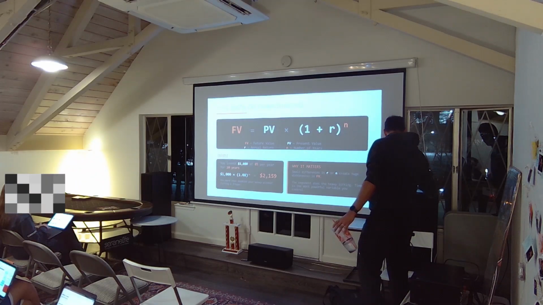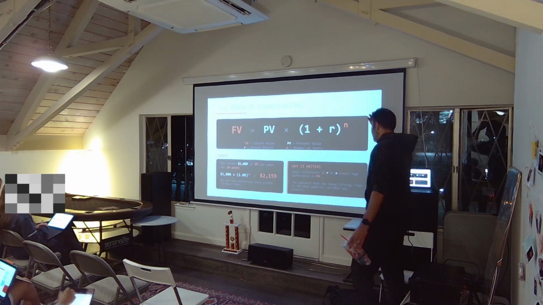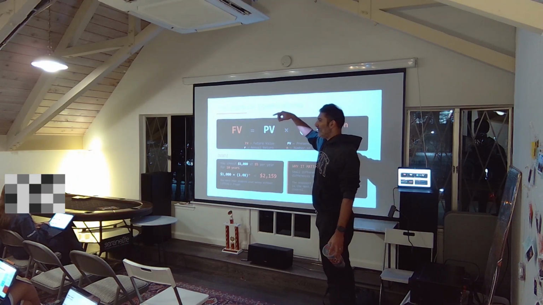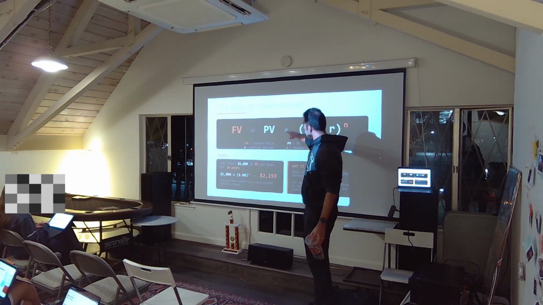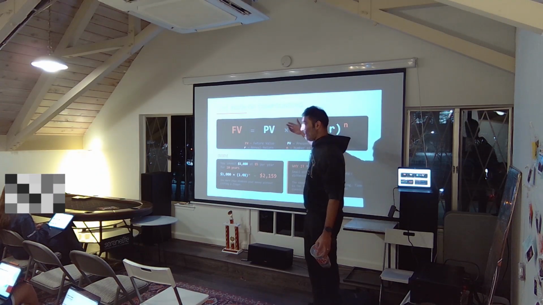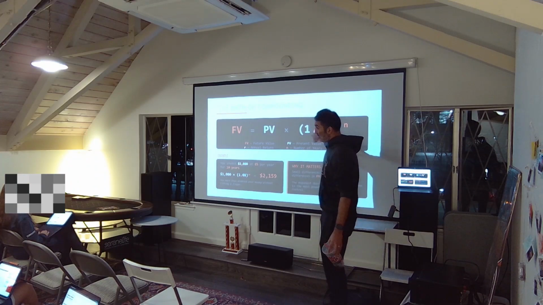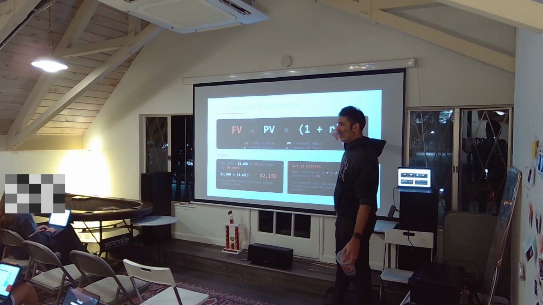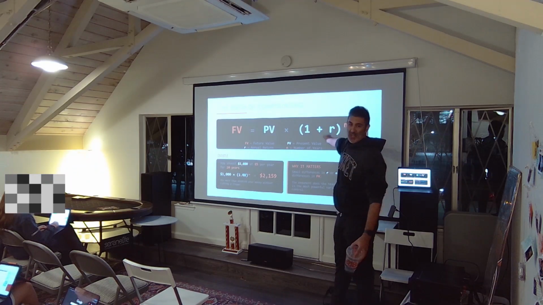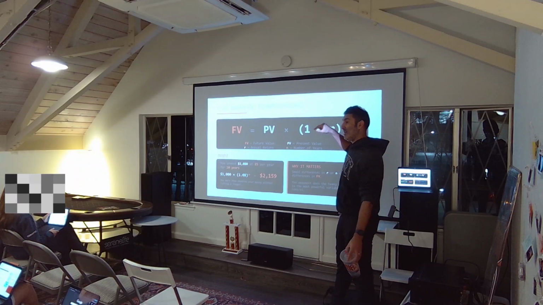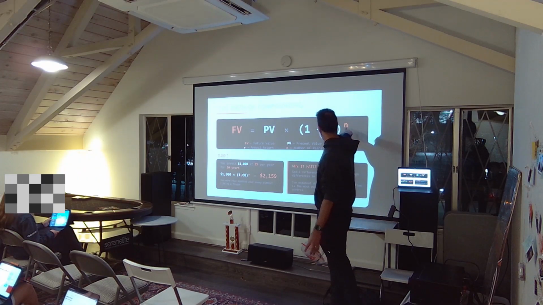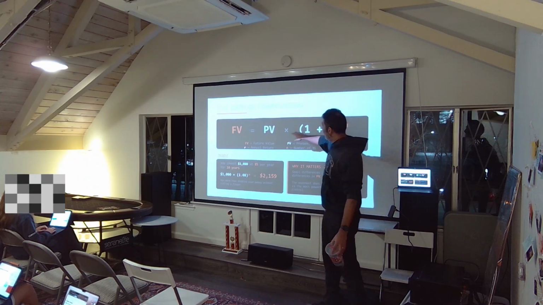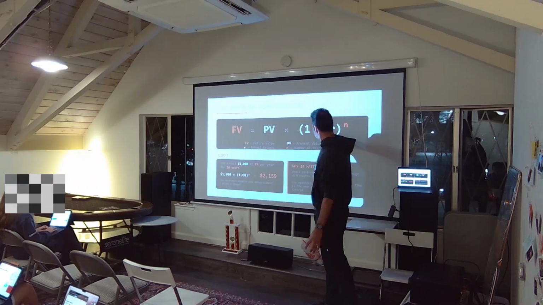So if you've got $100, the way we did it is we took $100 and multiplied by 1 plus R. In this case, what was R in the example I just gave? The percentage, right? It's 10, but in this formula it's going to be 0.1. And what's N? The number of years. So in year 1, we go from 100 times 1.1.